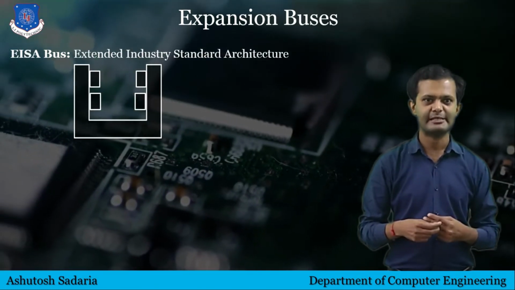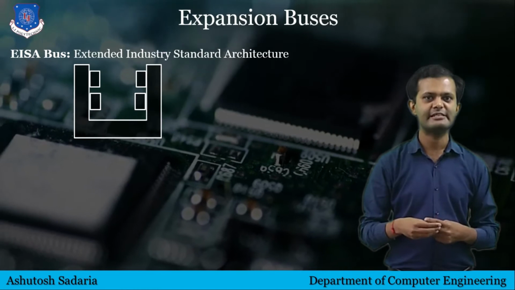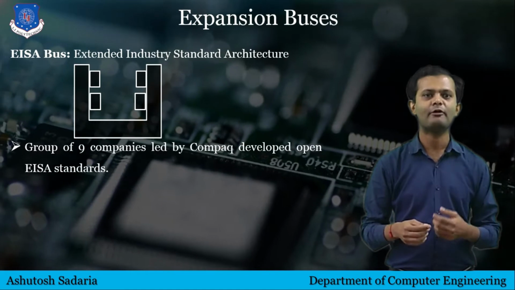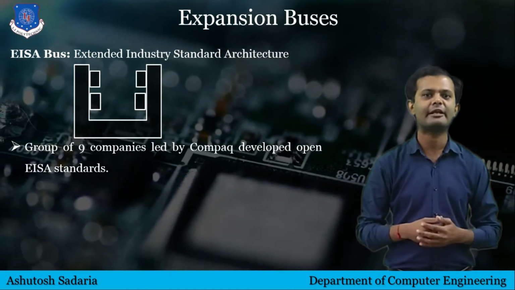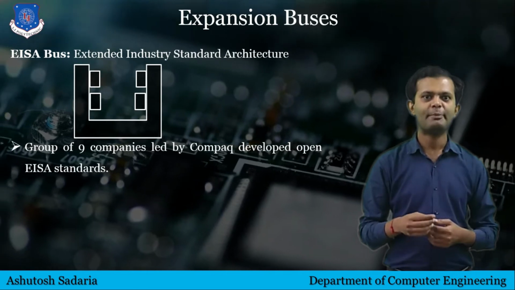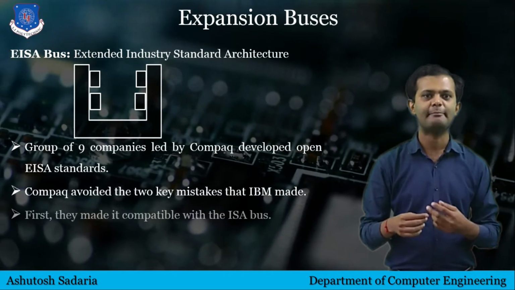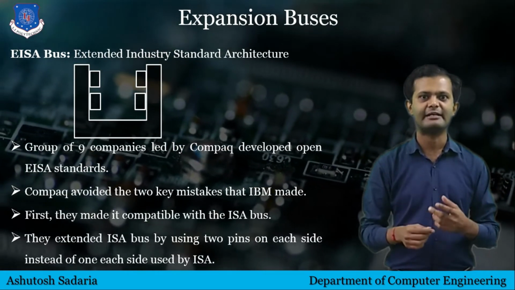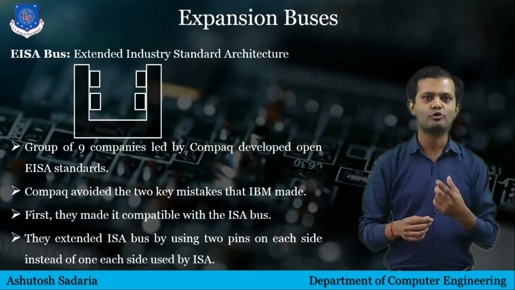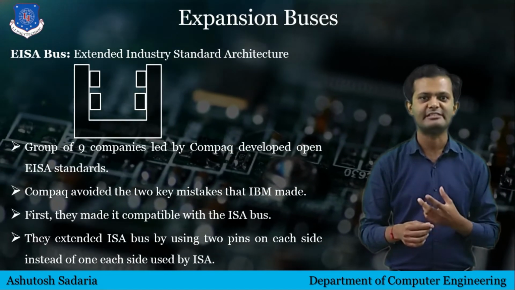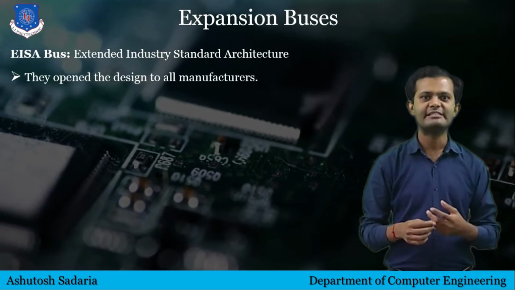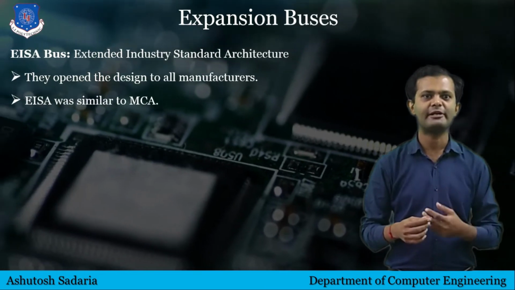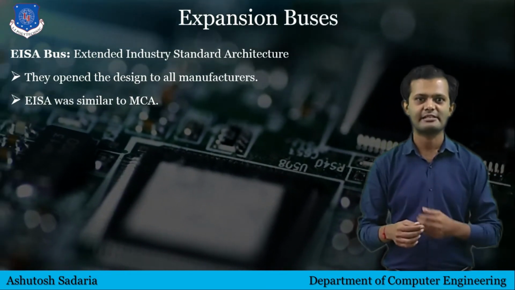The next is the EISA bus. The full form of EISA bus is Extended Industry Standard Architecture. A group of 9 companies led by Compaq developed an open EISA standard bus to counter the proprietary MCA bus developed by IBM. Compaq avoided the two key mistakes that IBM made. First, they made it compatible with the ISA bus. As you can see from the diagram, they extended the ISA bus by using 2 pins on each side instead of 1 each side. Second, they opened the design to all manufacturers instead of keeping it proprietary, by forming the non-profit EISA committee to manage the design of the standard.